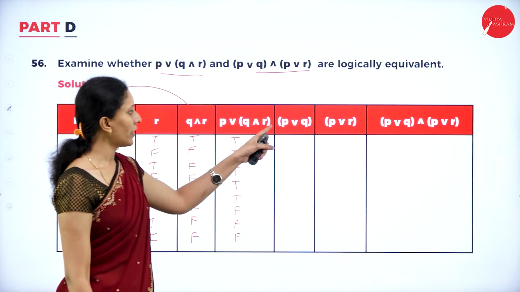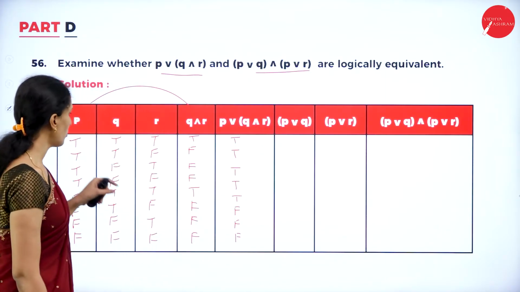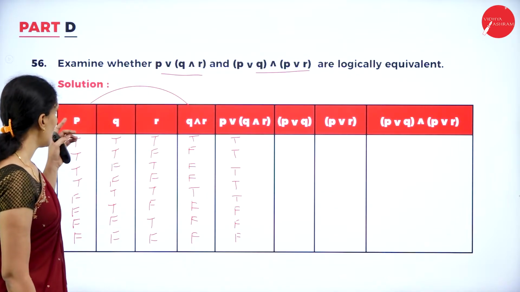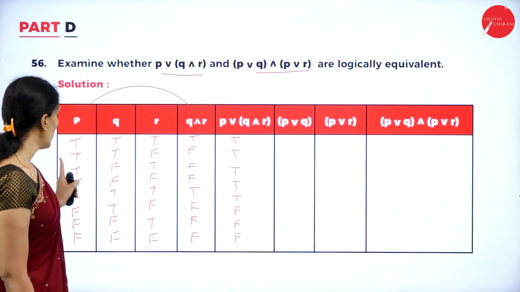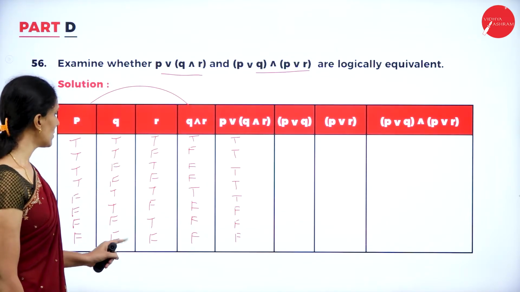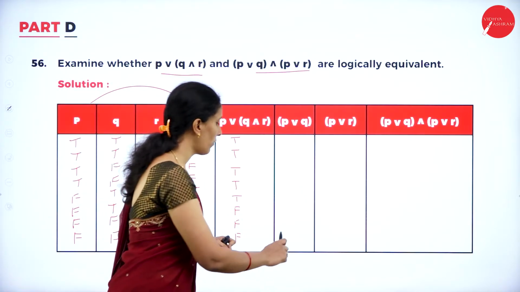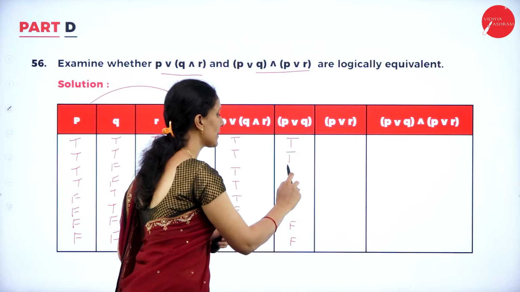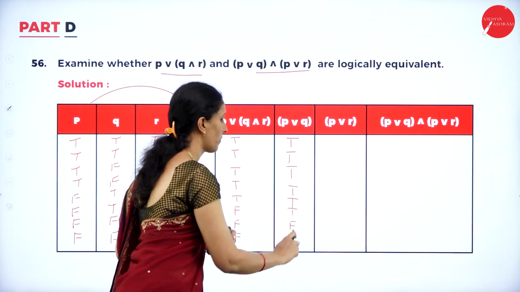So next we need to find out P or Q. So disjunction of P or Q, it is false when both are false again. So observe P and Q. So find out wherever both are false. So you can clearly see only in the last two cases it is false. So therefore you can write the last two cases are false and all other 6 cases as true.